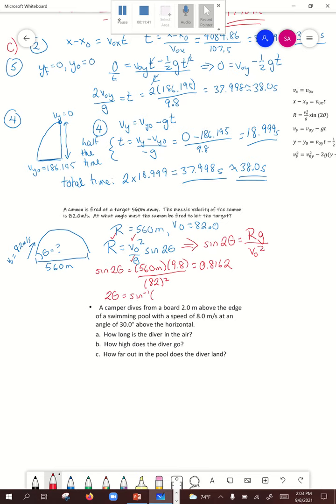So I know sine of 2 theta is 0.8162, which means 2 theta is equal to the inverse sine of 0.8162. If I put this into my calculator, twice the angle is 54.7 degrees. So theta is 2 theta divided by 2, so 54.7 over 2, which is 27.4. And 560 only has 2 significant figures, so I need to round that to 27 degrees. Okay, and that last question you can see there at the bottom, I'll solve that one in class on Friday.